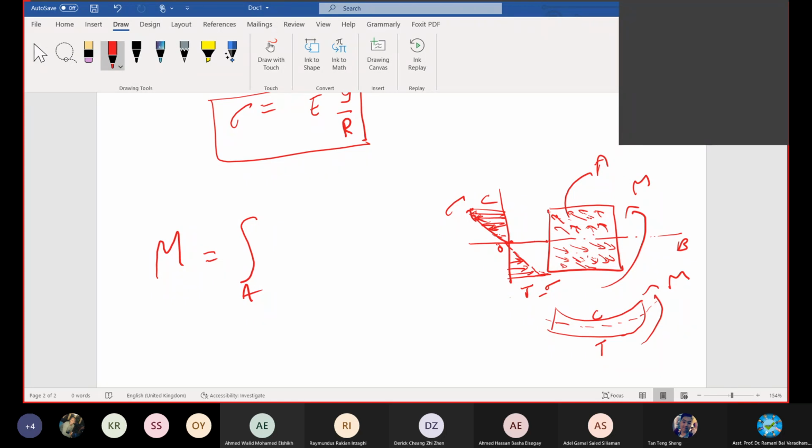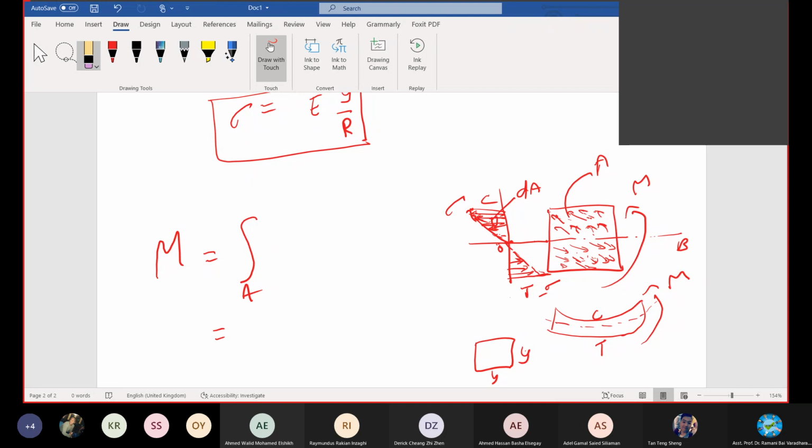If you take an elemental area dA on the diagram, because it is a square section, I will take this cross sectional area as y square. I'm integrating over the area, so y square into dA. And then what else do you have to determine the value? Let's substitute one by one. Alright, I do it step by step. You are clear with that? Okay.